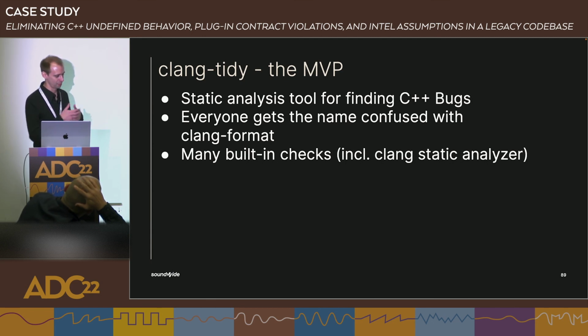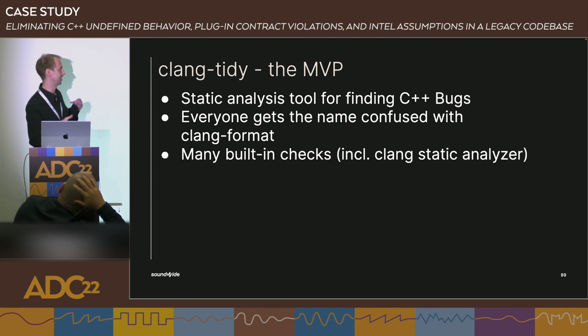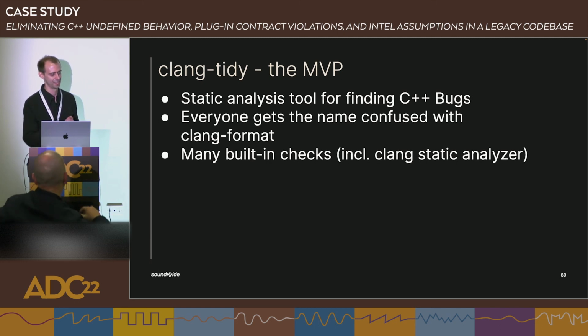After compiler warnings, I would say the MVP of the undefined behavior toolbox is a tool called clang tidy. This is distributed with Clang, which is a compiler. It's a static analysis tool for finding C++ bugs, and it has tons of different checks in there for uninitialized variables, different use after free errors, use when the lifetime's gone errors, or use after move. It has a lot of these different things built in. The one thing I don't like about it is everybody gets the name confused with Clang format, which is the auto formatting tool. They're unrelated tools. I wish it had a better name.